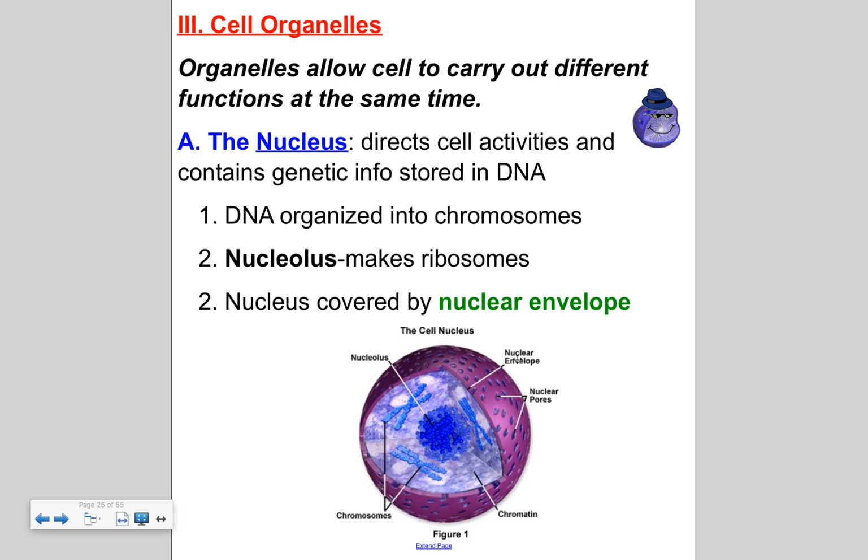So this entire thing is called the nucleus. In the very center of the nucleus, we have the nucleolus, and the membrane or barrier that makes up the nucleus is called the nuclear envelope.